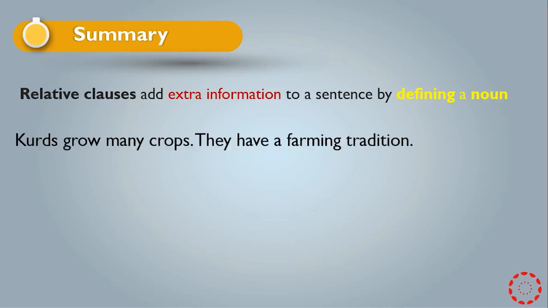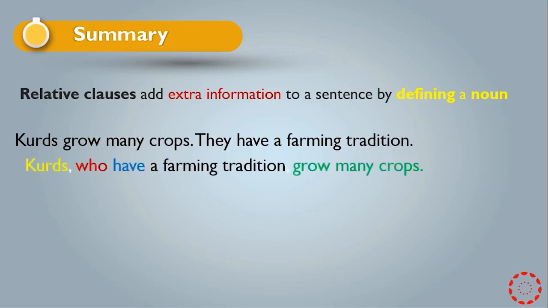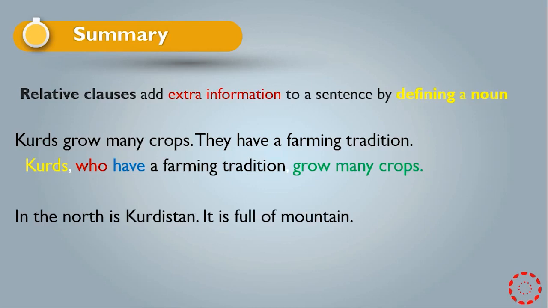Okay, Kurds grow many crops. They have farming tradition. So it became: Kurds who have farming tradition grow many crops. So we will solve this sentence according to the first sentence. Okay, because it comes in the middle of the first sentence, we have to use two commas. But in the second sentence, we just add one comma because it comes at the end of the sentence.